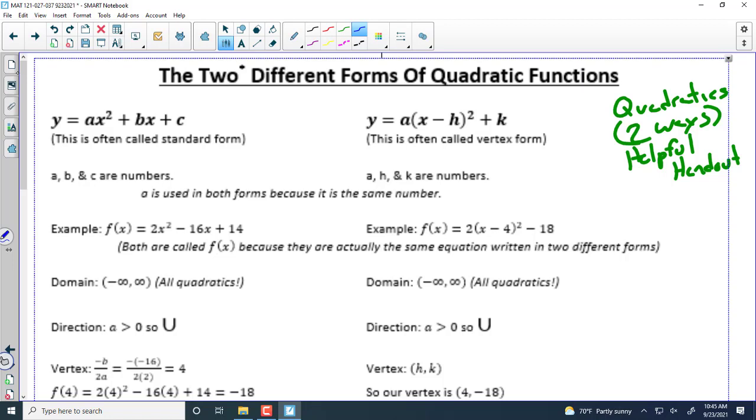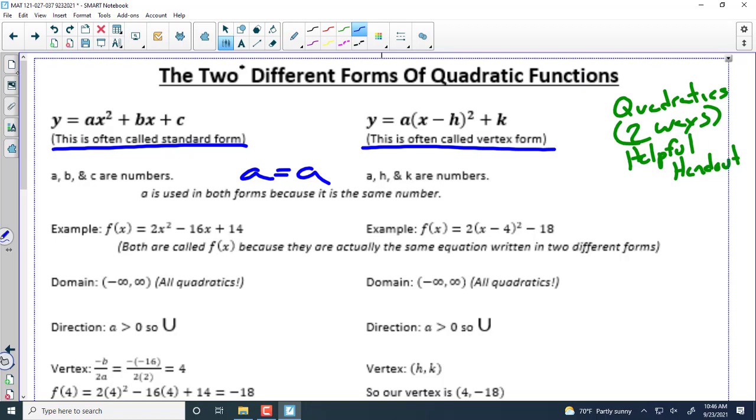You see, here are our two different forms. We've got what we call standard form, and this other one over here is called the vertex form. Standard form and vertex form. And you know how A, B, and C can be numbers over here. We put in the numbers, we get our equation. That's the same thing over here with A, H, and K. The reason that we use A for both of them is because A is A. The number in front of your x squared over here is the same as the number in front of your parentheses over here. No matter which form you're written in, that A is going to be the same value.